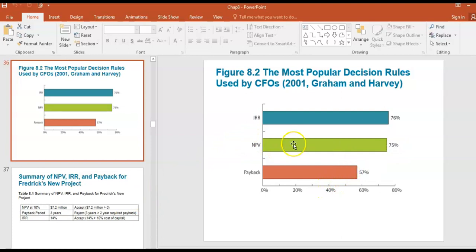So a couple of things here. First of all, our first best net present value is on fewer people's lists, only 1 percentage point, but still fewer people's lists than internal rate of return. And payback period, the rule that we're so sure isn't appropriate or is certainly not first best, is used by 57% of people. Right? That's a pretty important decision rule pretty clearly.